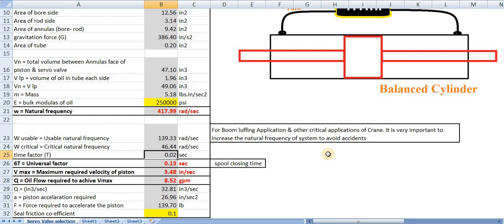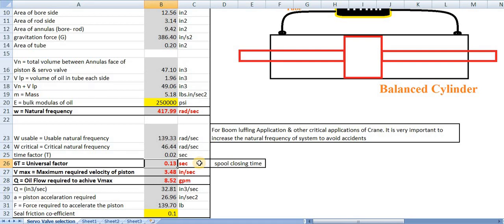So the time factor mainly gives you how much time the spool will take to close from its actual position to the traveling end position. It's a theory, and I have to consider some factors here. 60 is a universal factor, and this gives you some time. For getting these details, you don't need to do any further calculation. Just enter your details in the yellow cells, and you will get this information.